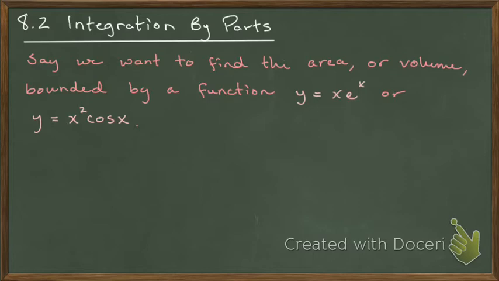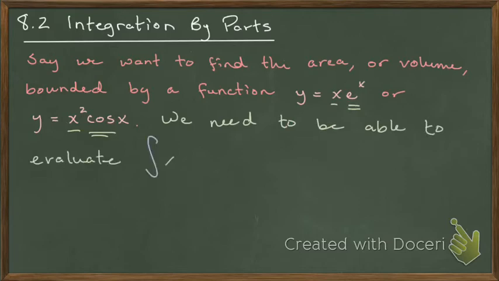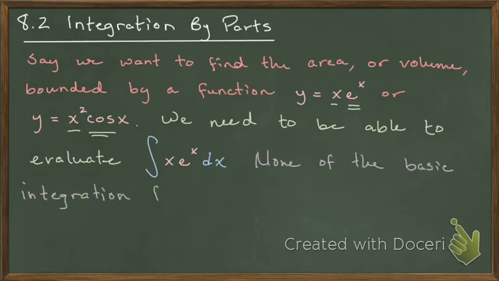And these functions have two distinct pieces in each of them, an x squared and a cosine, an x and an e to the x, and they seem to be the result of some sort of product rule, right? We need to be able to integrate these guys to evaluate their integrals. And none of the basic rules or formulas that we know so far are going to help us here.